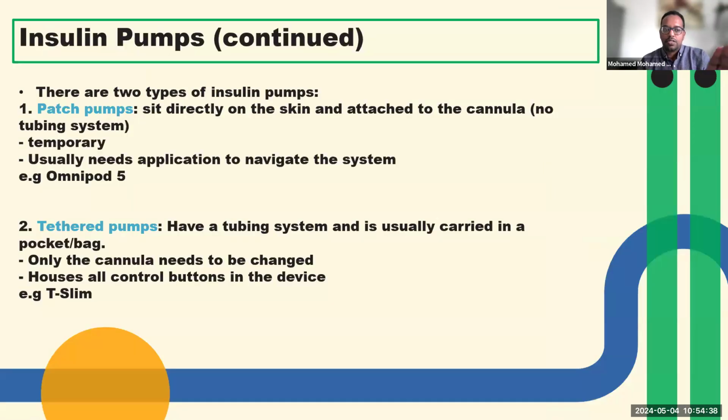So back to that. Patch pumps, with these pictures, are temporary, and they usually need an application to navigate the system. Tethered pumps are permanent, and the cannula is the part that needs to be changed, and they house all the control buttons in the device, like a T-slim.